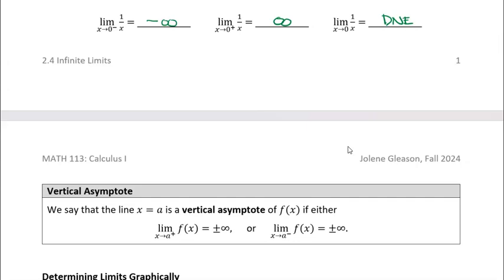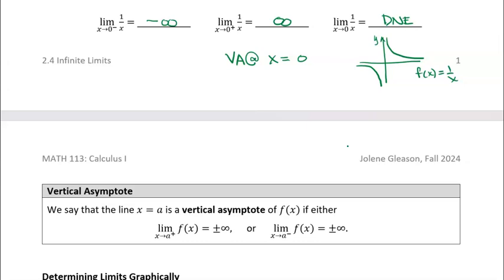So if we were to graph 1 over x, you've probably seen the graph of 1 over x before. It looks something like this. This is the graph of f of x equals 1 over x. And the vertical axis is where x equals 0, right? And so we have an asymptote at x equals 0. We have a vertical asymptote. I'm going to just abbreviate it VA at x equals 0.